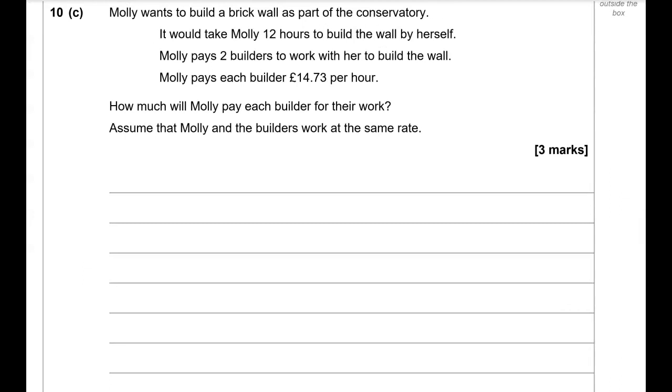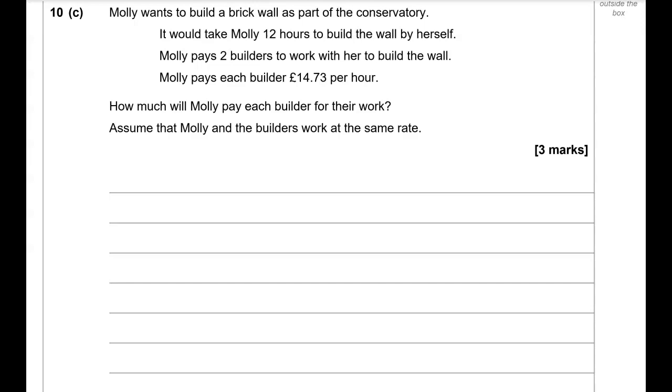Molly wants to build a brick wall as part of the conservatory. It would take Molly 12 hours to build the wall by herself. Molly pays 2 builders to work with her to build the wall. Molly pays each builder £14.73 per hour. How much will Molly pay each builder for their work? Assume that Molly and the builders work at the same rate.